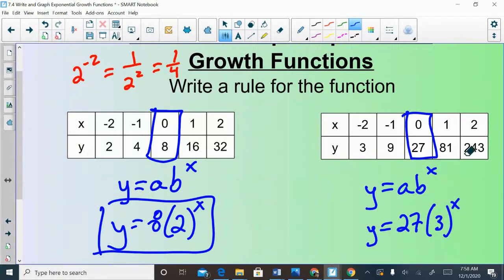This was another pretty easy one to see what you're multiplying by, but if you didn't know, you would just do 27 divided by 9, and you get 3. And verify it. Make sure you get the same thing. Do 9 divided by 3. Do 81 divided by 27. Do 243 divided by 81. You're going to get 3 every time.